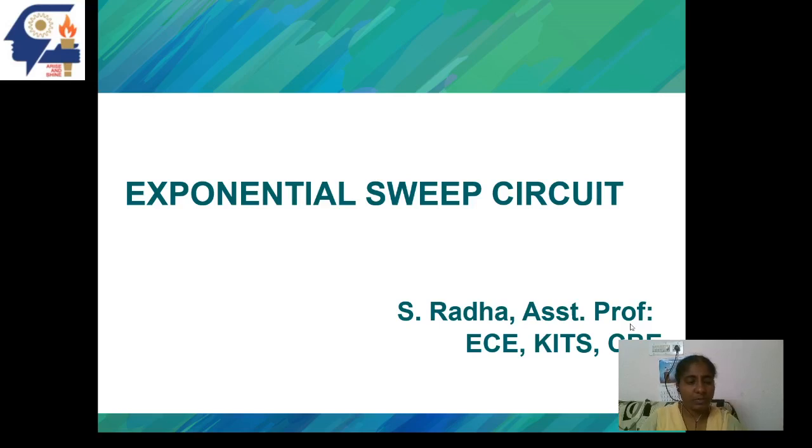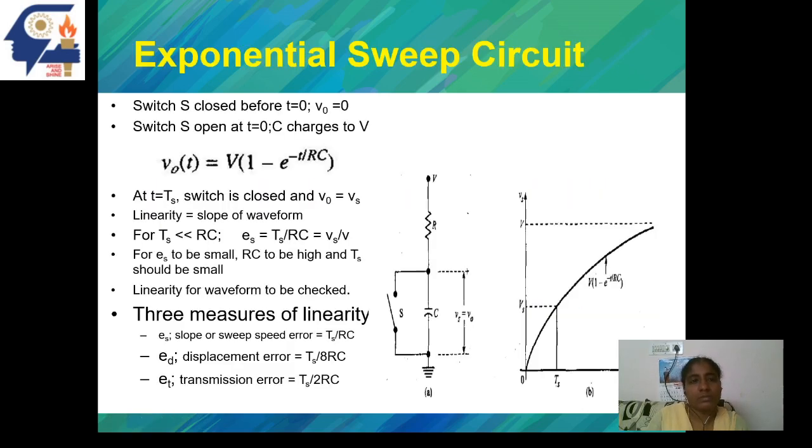Hello, in this video we will discuss the measures for linearity in the sweep time-based waveforms. In the previous video we have seen the exponential sweep circuit and the waveform generated by it. The switch is kept open between 0 to Ts seconds, and this portion of the waveform is generated for Ts seconds. We are going to check the linearity of the waveform, and that linearity can be measured using slope error, displacement error and transmission error.